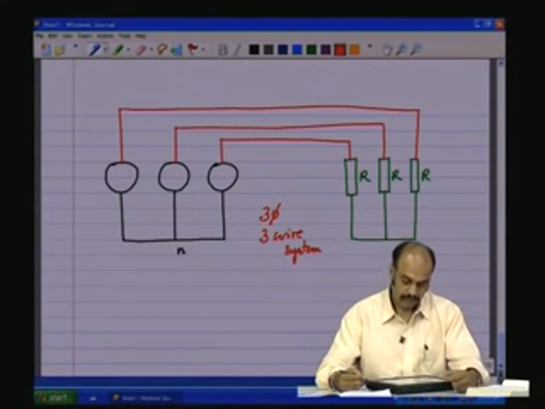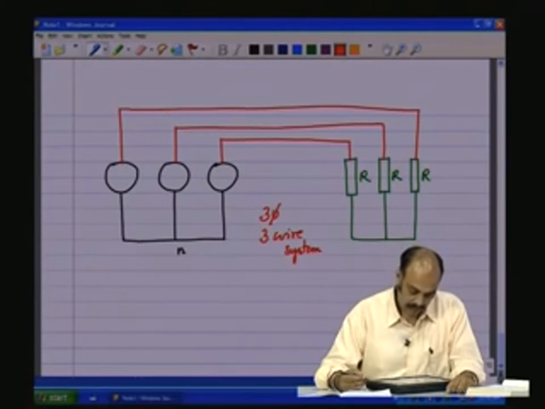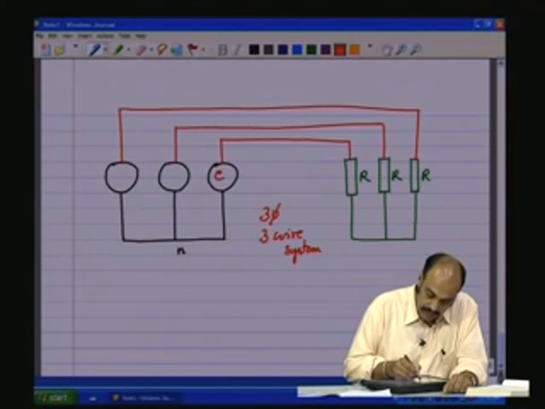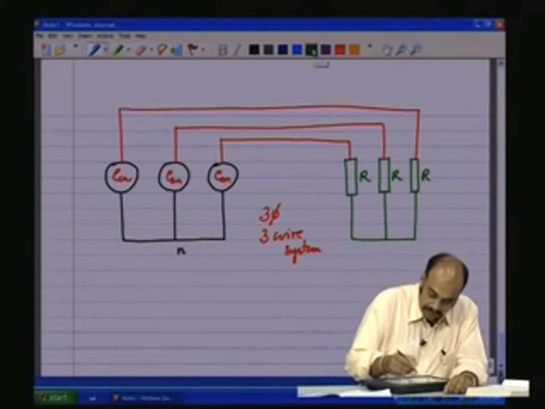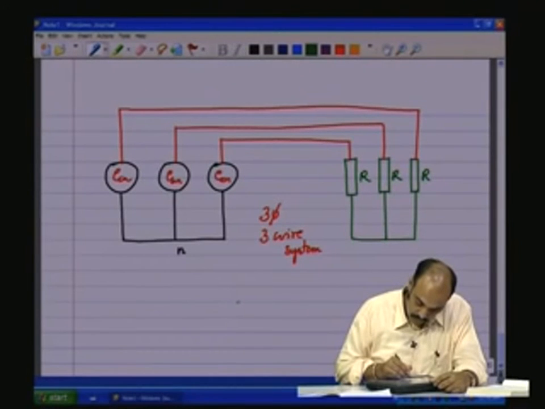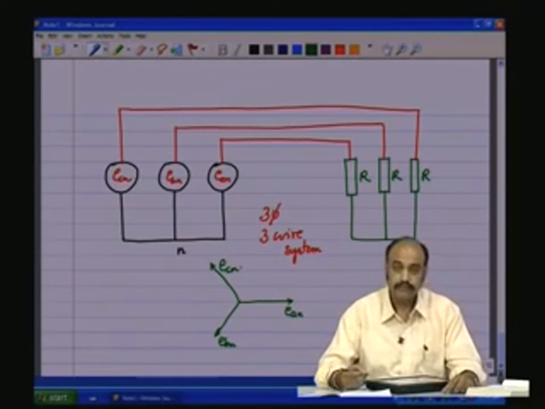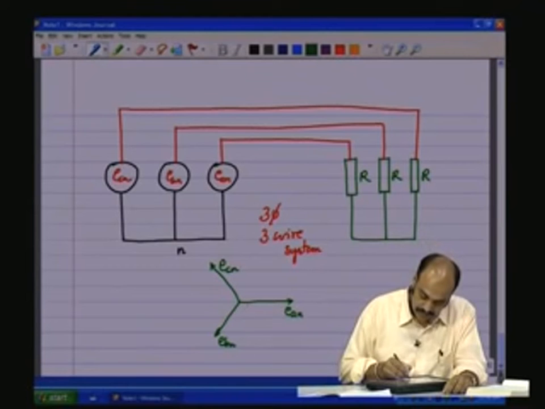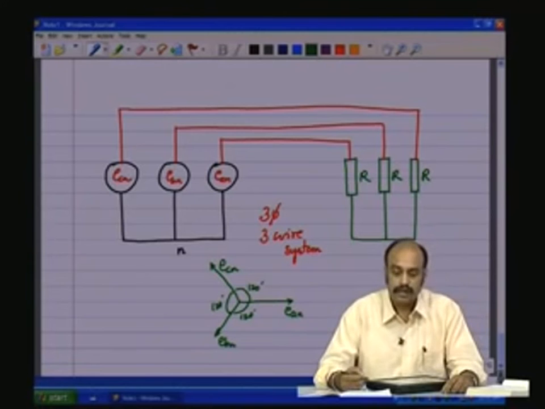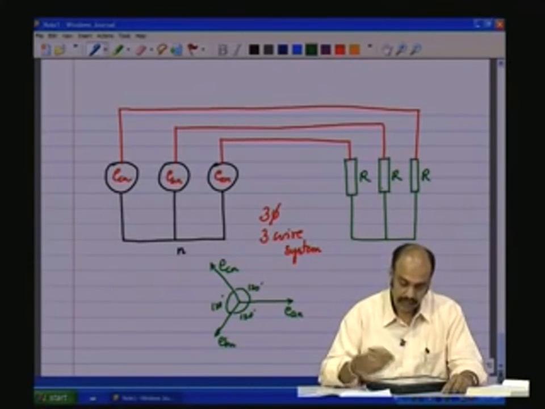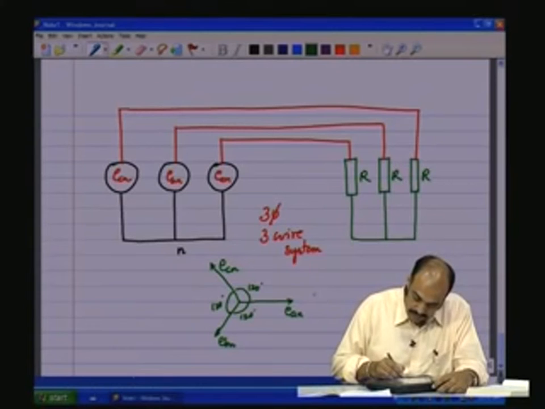Now, look at the way the source and the loads are connected, and we saw that E A N, E B N, E C N had a phasor diagram which was E A N, E B N, E C N. Okay, 120 degrees, this is 120, 120, 120 degrees with respect to each other, all having equal amplitude. Same.